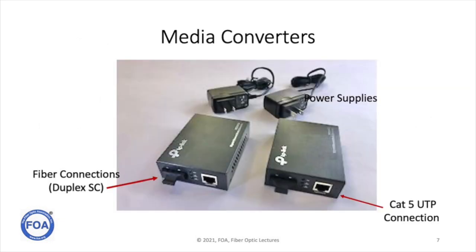This is what a pair of media converters looks like. You can see they're small standalone boxes with power supplies, and they have fiber connections, duplex SC in this case, and a Cat5 unshielded twisted pair copper connection to Ethernet. They're standalone modules and they operate totally on their own to convert from copper to fiber. That's why we call them media converters.